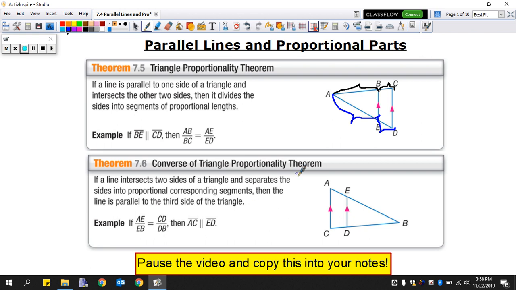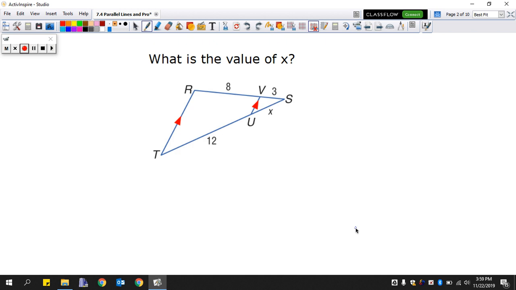The converse of that says that if a line intersects two sides of a triangle and separates the sides into proportional corresponding segments, then the line is parallel to the third side. So that's saying that if the ratio of AE to EB is proportional to the ratio of CD to DB, then that means that ED has to be parallel to AC.